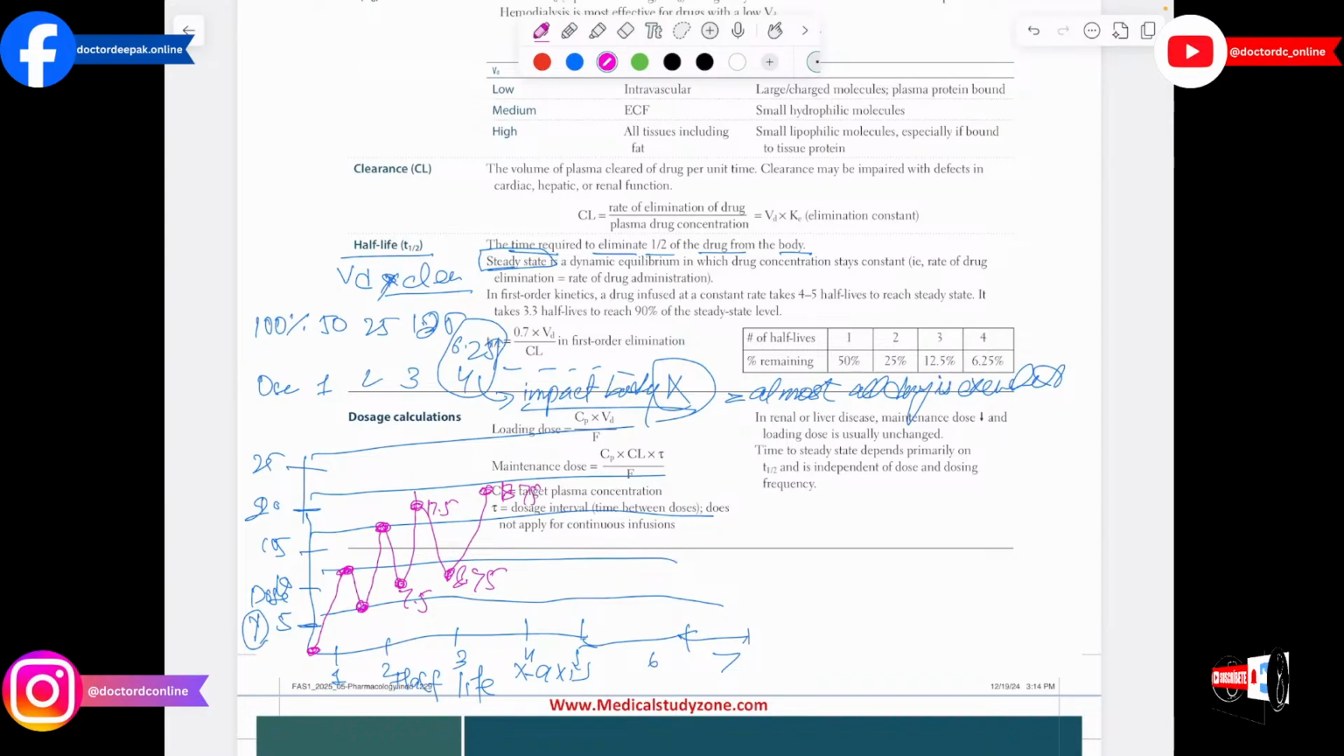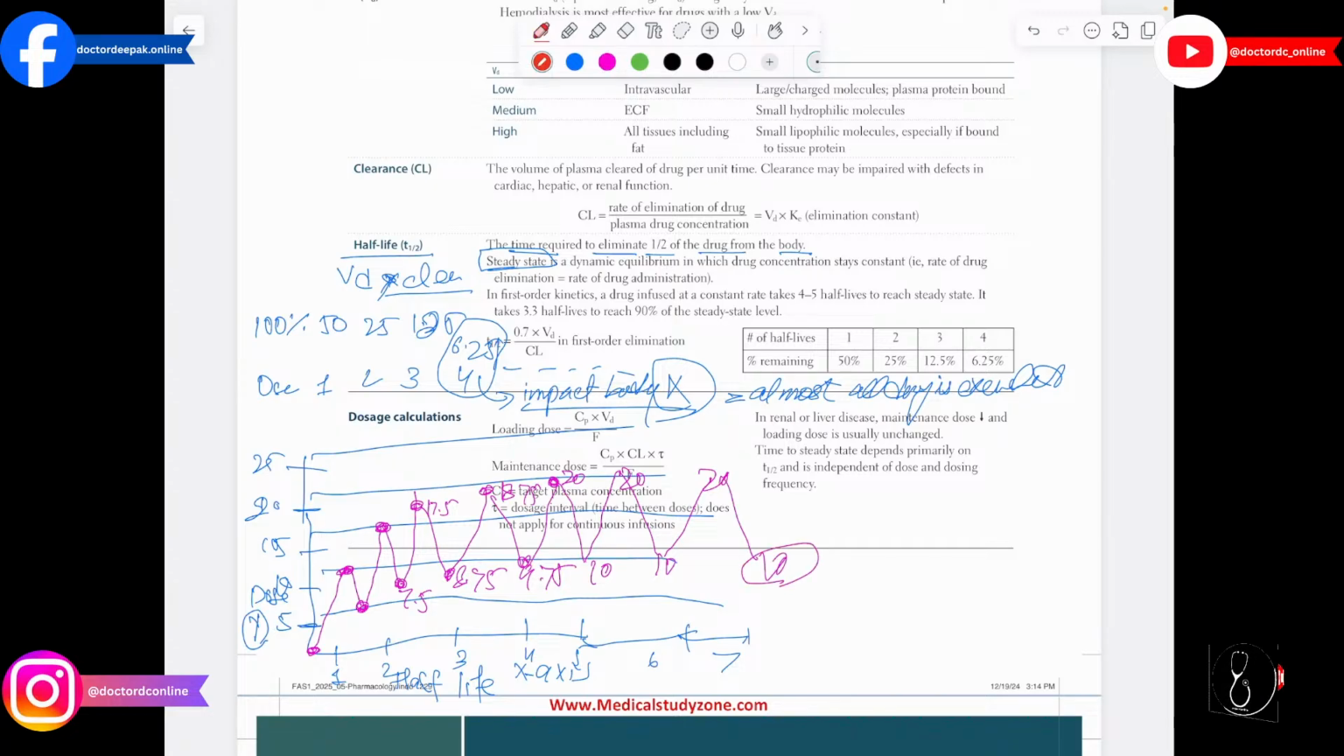and it will become 18.75. After the half-life, we get 9.75. Again we inject, and it goes to 20 grams. After the half-life it comes to 10. Again we inject, it becomes 20, 10, again 20 and 10.